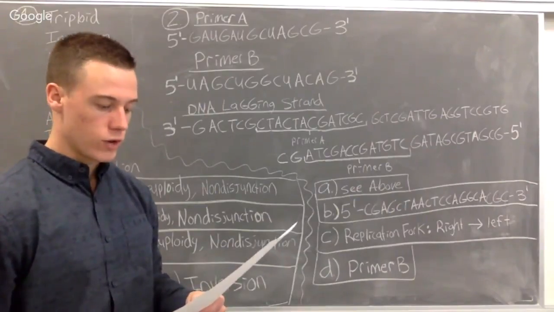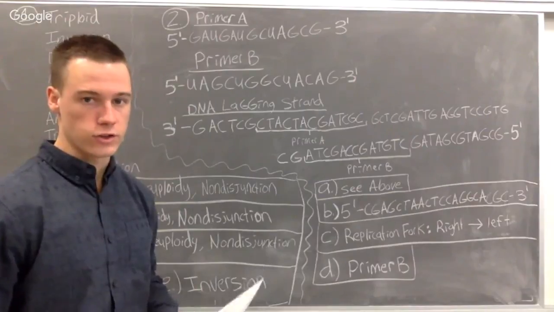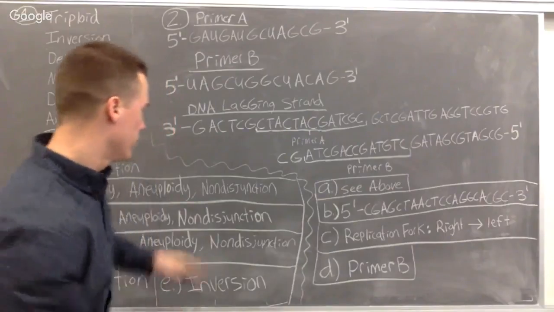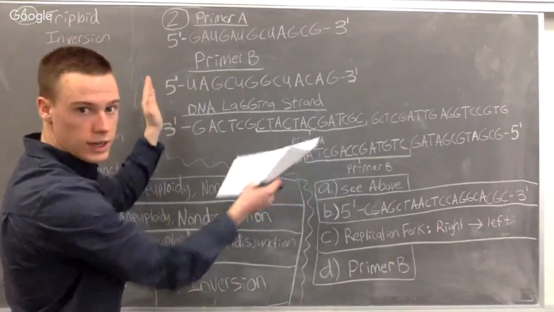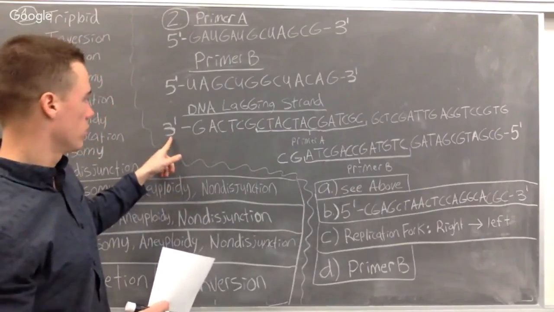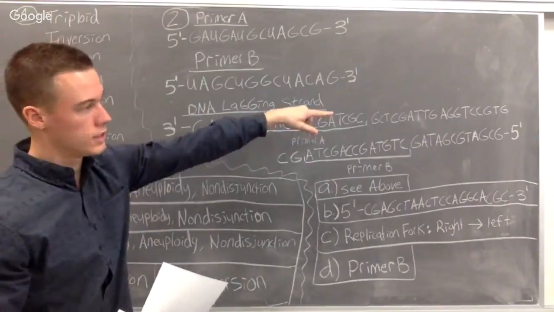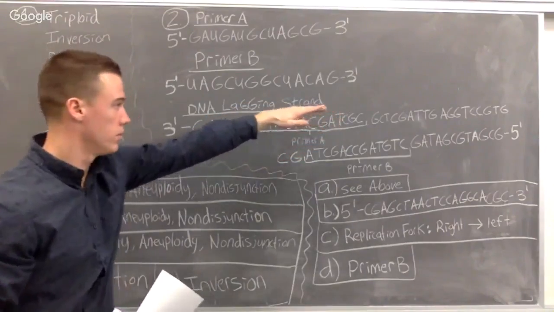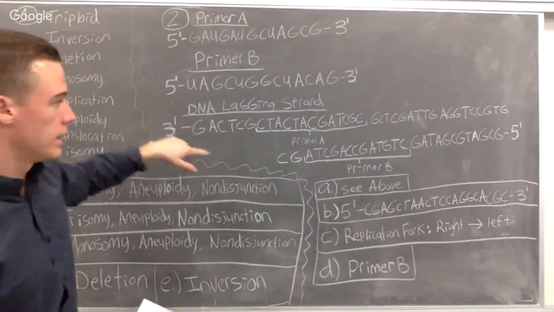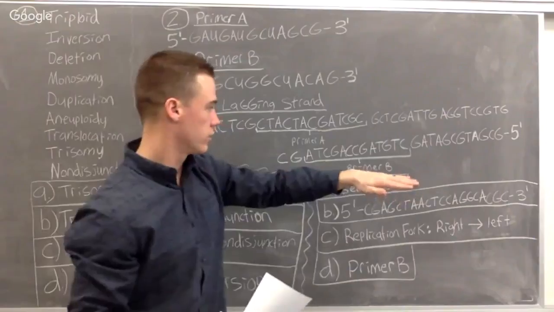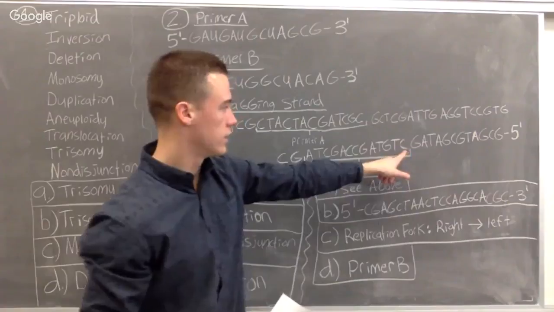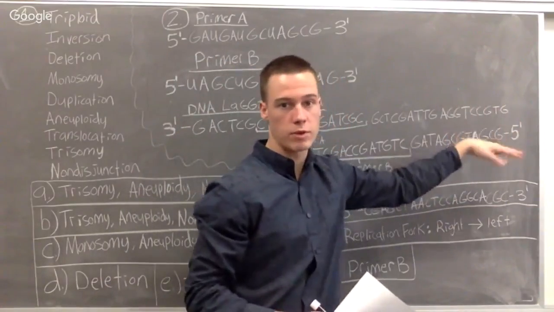Letter C wants to know which direction the replication fork is moving as this daughter strand is being synthesized. If this DNA represents the lagging strand, there's a DNA sequence on top of it that represents the leading strand, and the leading strand will be opposite, so it'll be 5' to 3' here. Since DNA is synthesized from 5' to 3', the leading strand will be synthesized in this direction. Primer B is put on, so now you have a 3' end here, and it's synthesized 5' to 3' until it hits the next primer that's down that way.